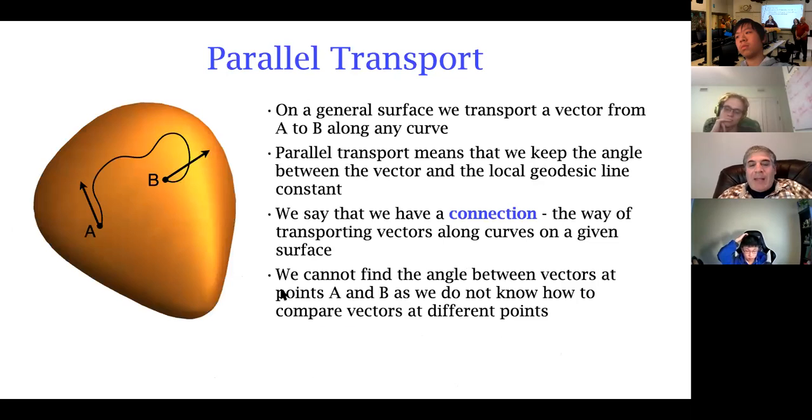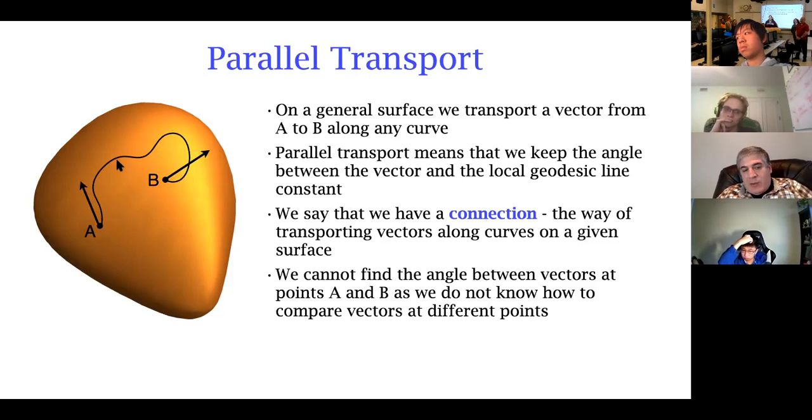Okay. Now, what do we do in general? Suppose I have a general surface and I want to transport a vector from A to B along this particular path. Well, this path is not the shortest path between A and B. So at every point of the path, I will draw the local geodesic line tangent to the path, the shortest possible way, but tangent at this particular point. And locally, I will translate this vector along this tiny piece of geodesic, preserving the angle with the geodesic.